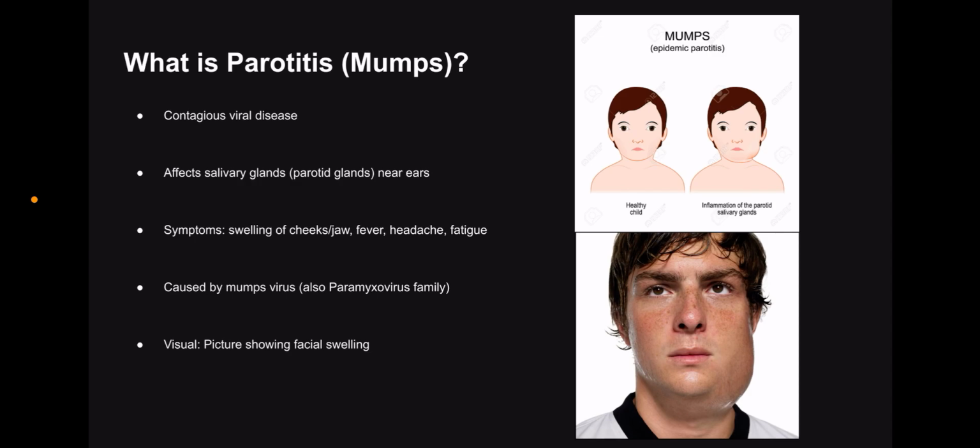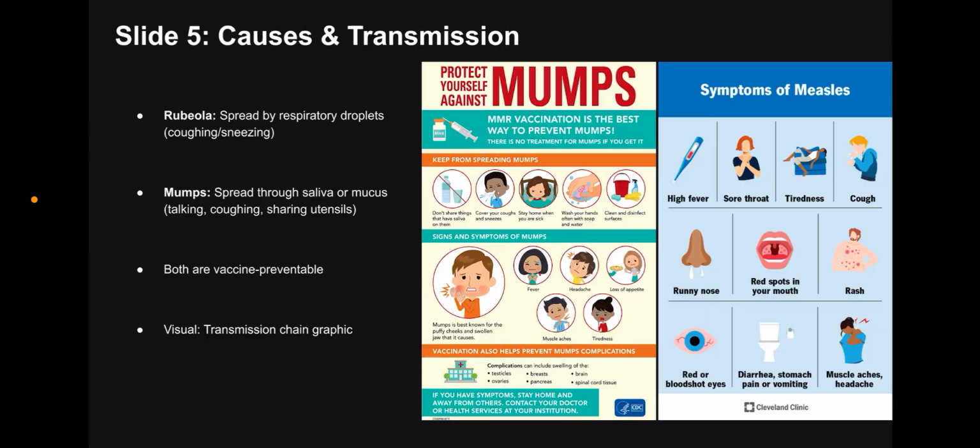Then we have parotitis, mumps. These are contagious viral diseases. It affects salivary glands, parotid glands near the ears. As you can see in the right side of the pictures, they have some of the symptoms, which is major swelling, cheeks and jaws, and then you also tend to have fever, headache, and even fatigue. And then pretty much all these are caused by the mumps virus, also paramyxovirus. And then the visual effects, you can see facial swelling.